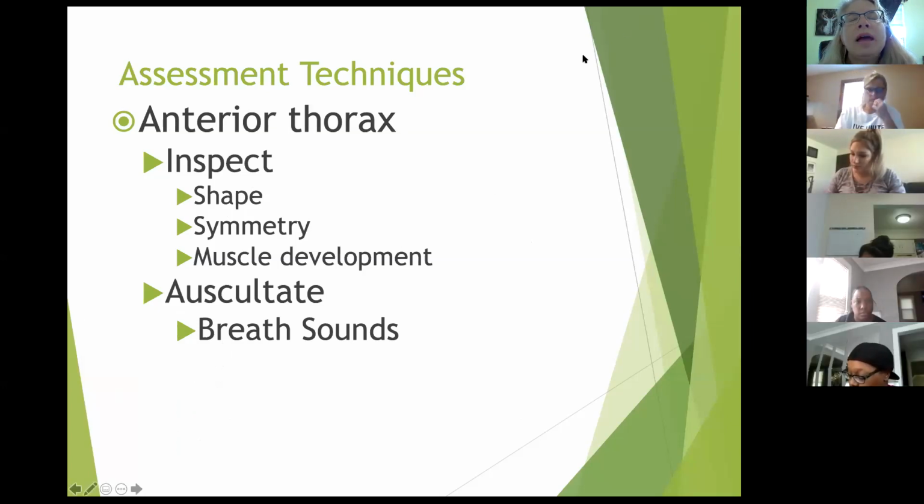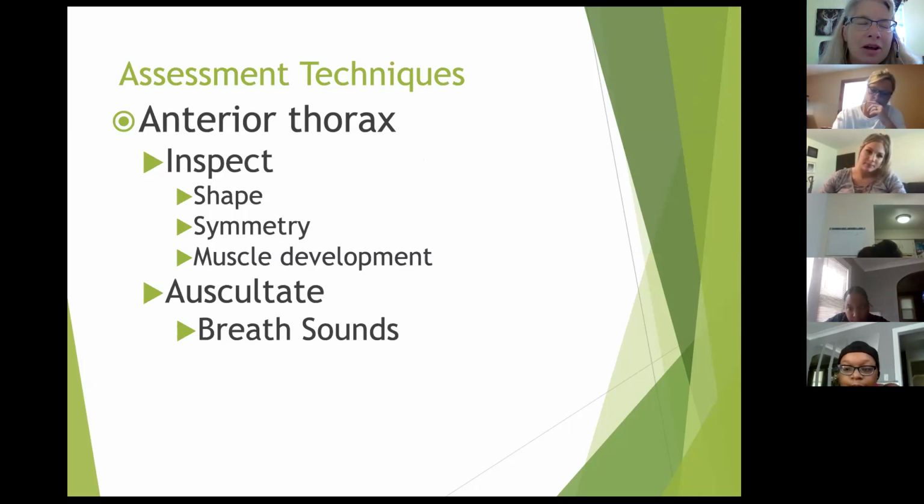What do women have in the front? Breasts. Boobs. Their breasts, absolutely. Okay, and so we'll talk about auscultating when I show you auscultating. Once again, when you're looking at the front, you're looking at shape, symmetry, and muscle development.